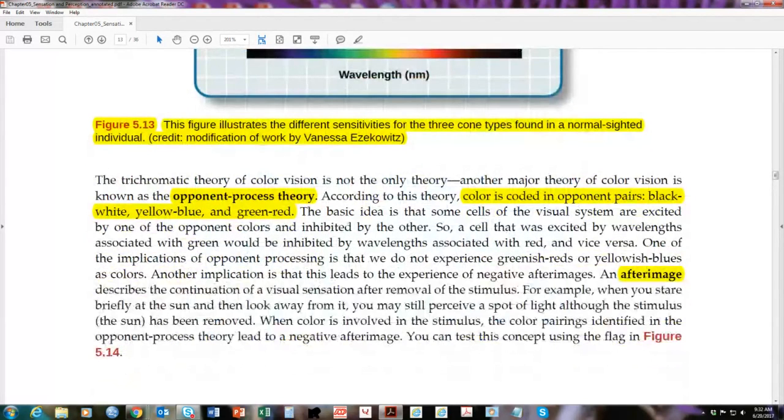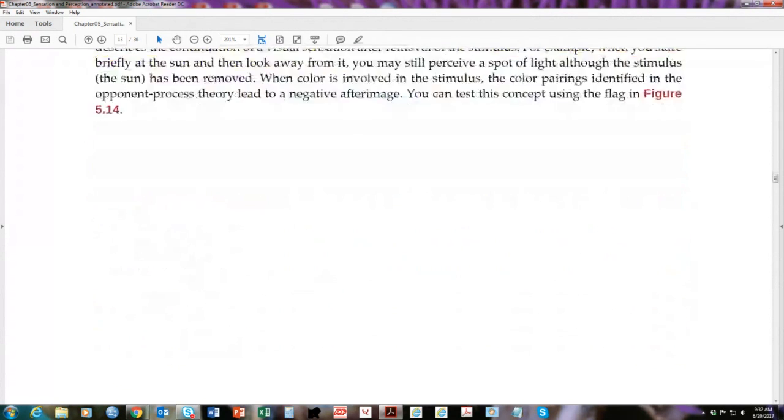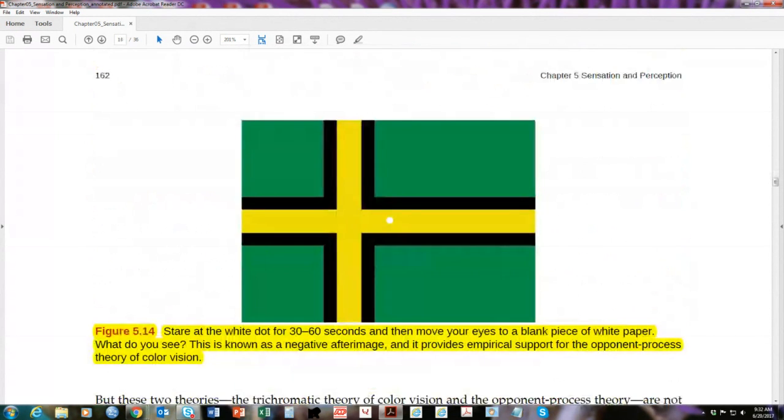Now, the opponent process theory is a little bit different. This idea is that we have colors arranged in what we call opponent pairs. So we have black and white, yellow and blue, and green and red. So how do we know that colors are arranged in opponent pairs? Well, we can do a simple experiment, and this works pretty well.